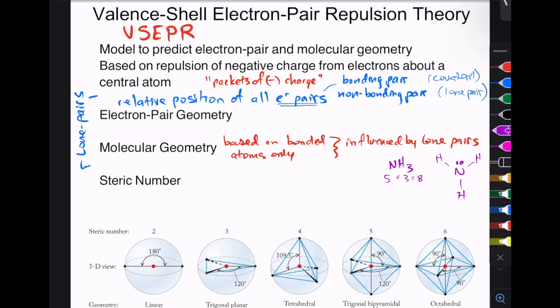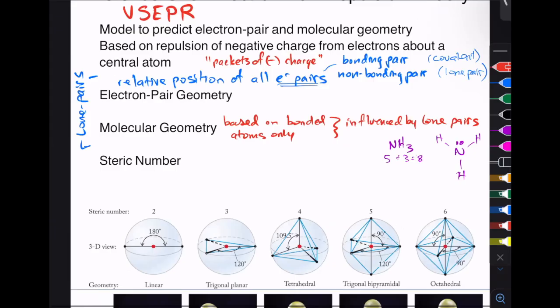Now, if you think about the electron pair geometry, the electron pair is looking at the shared pairs and the lone pairs. How many packets of negative charge do you see surrounding? There's 1 shared pair, 2, 3, and then there's a 4th, the lone pair. There's 4 packets of negative charge that are all associated with the central atom, with the nitrogen.